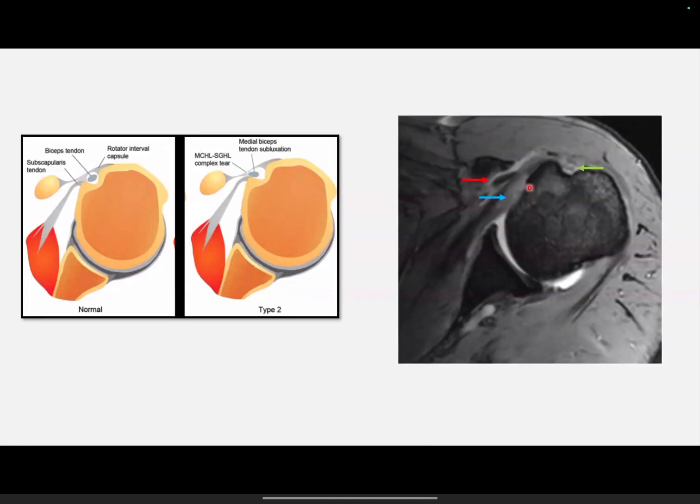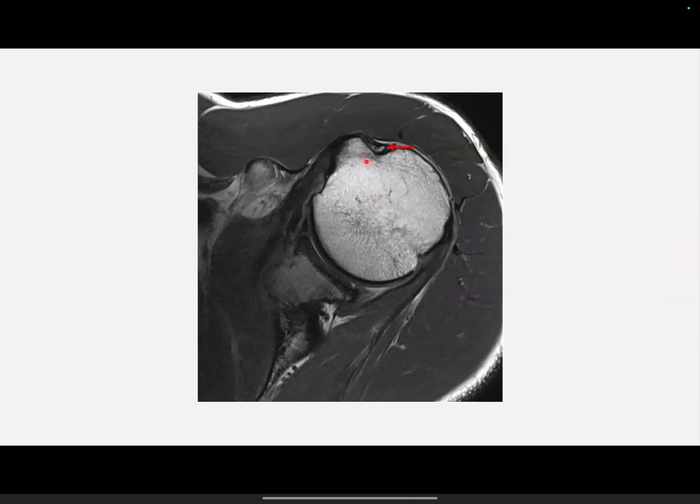In this example you can see that over the biceps tendon the coracohumeral and SGHL complex fibers are not there, and the biceps tendon is medialized over the subscapularis tendon. In this example, the coracohumeral SGHL complex is intact, but there is injury to the subscapularis tendon and the medial component of the SGHL. That's why there is intra-articular medialization of the biceps tendon. So whenever you see medialization, you should mention whether it is going over the subscapularis tendon or is an intra-articular extension.